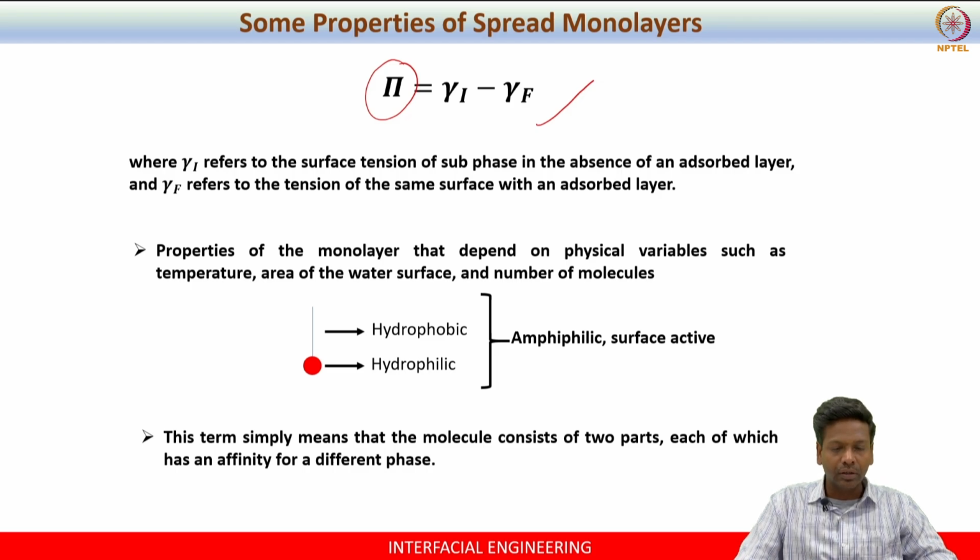So here the surface pressure is defined as the difference between the surface tension measured in the absence of monolayer and in the presence of monolayer. Say for example, initially, because the molecules will be in a gaseous state, they will be wide apart. The surface tension will be the same as the surface tension in the absence of monolayer. So this will be zero, almost zero.